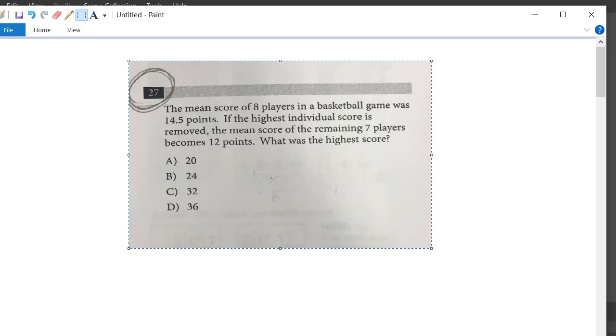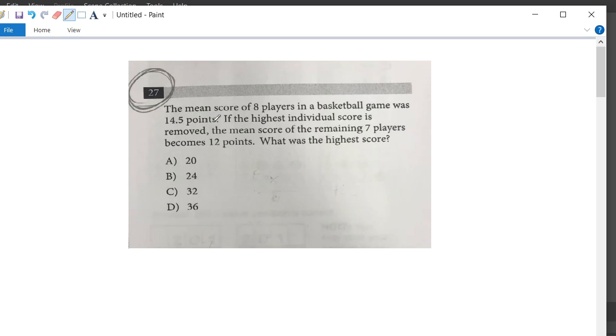Hey everyone, in this video we have another SAT math problem, this one dealing with the mean score of players in a basketball game. So right off the bat, we know we have a mean score of 8 players in a basketball game, and that comes out to be 14.5. So what do we know?